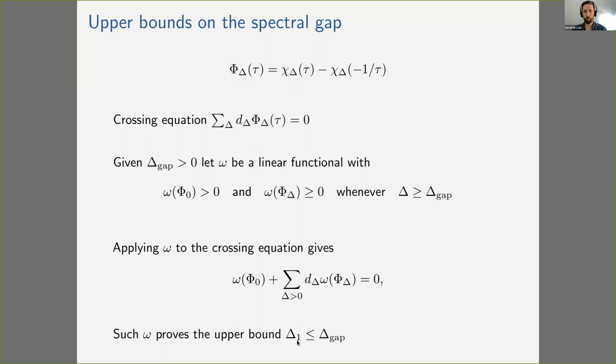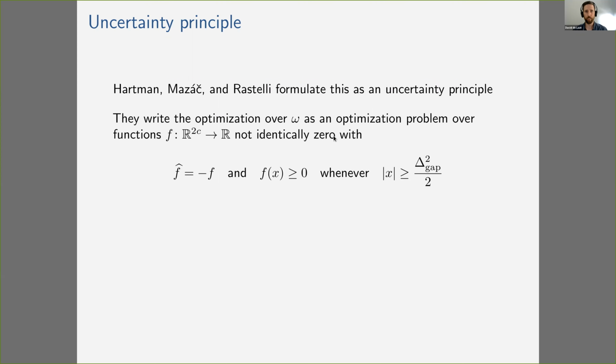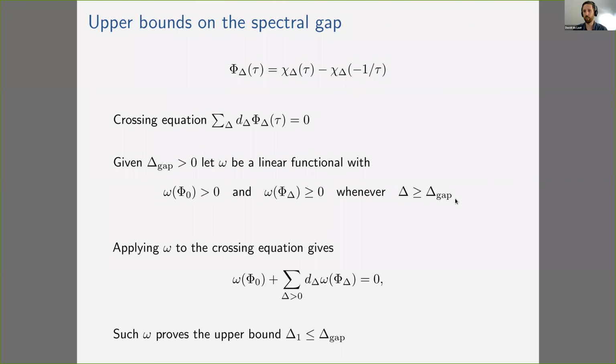And if you know linear programming bounds, then you probably realize that this really has the same flavor as linear programming bounds for sphere packing and similar geometric problems. But I want to make this connection more precise. What Hartman, Mazac, and Rastelli did, they formulated this problem I showed on the previous slide as an uncertainty principle. So basically, you get an optimization problem where you try different values of delta gap, and for each you try to find such an omega.